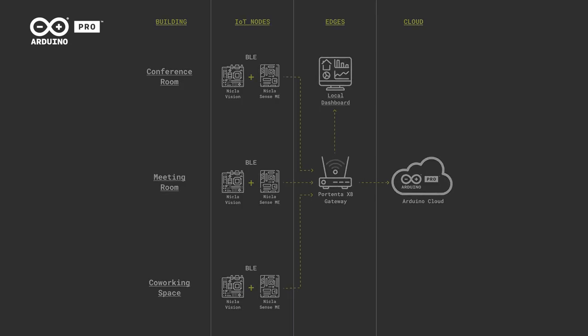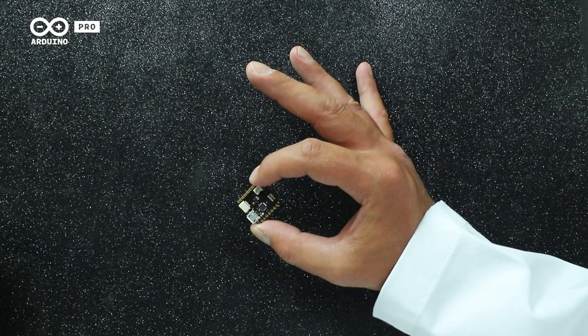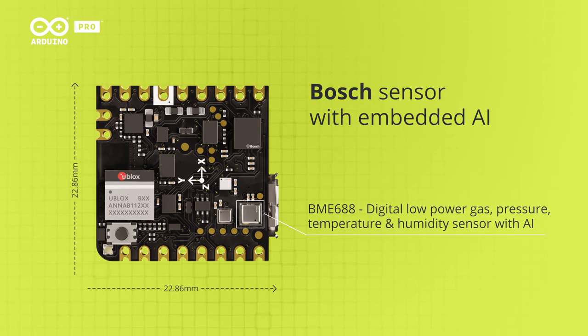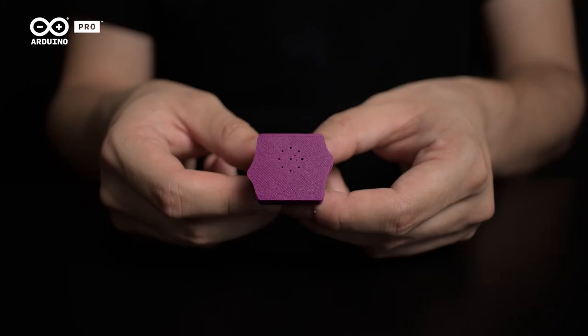We have selected the Arduino Nicla Sense ME to monitor the environmental conditions with the BME688 sensor from Bosch that measures pressure, humidity, temperature, air quality, and CO2 levels. The device is quite small and we have designed a 3D printed enclosure to make it easy to mount on a wall. It only needs an AC power supply, so you don't have to deal with recharging batteries.